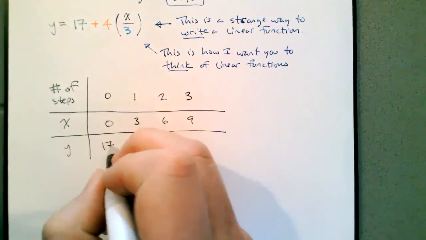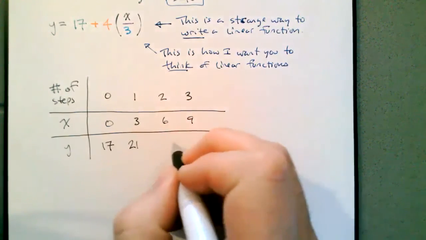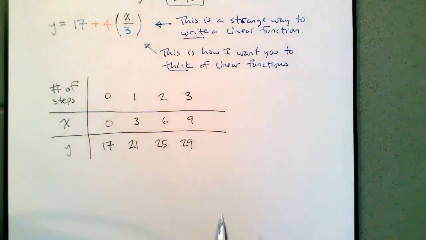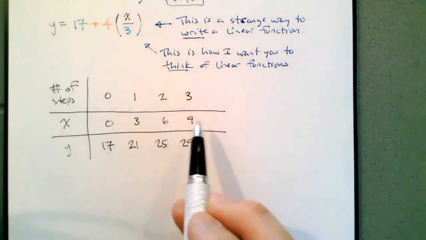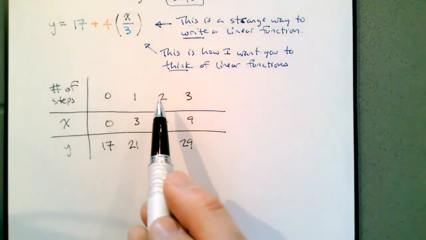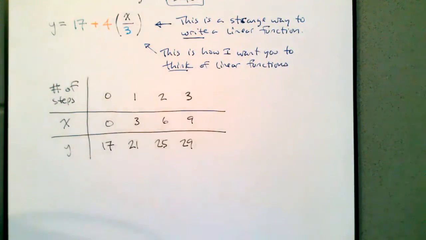So we start off at 17 and we add 4, and we add 4, and we add 4. We only add 4 at full multiples of 3. The step size is 3. Here are the number of times we've added 4.